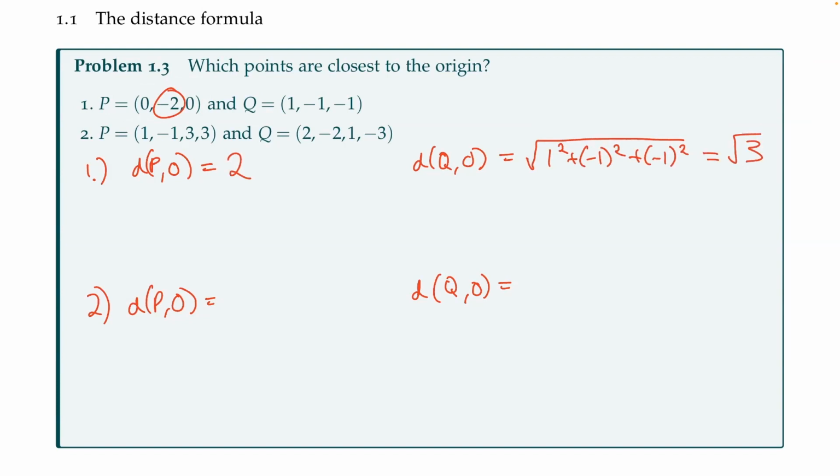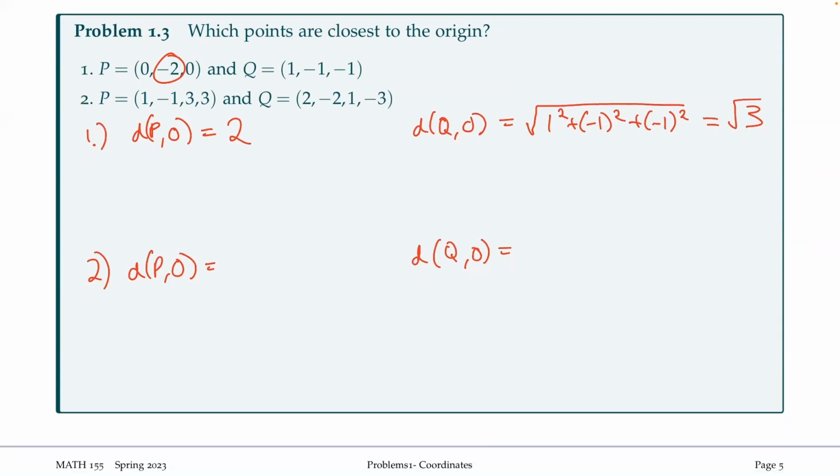2 is equal to the square root of 4. So Q is close to the origin because the distance between Q and the origin is less than the distance between P and the origin. So Q is closer.